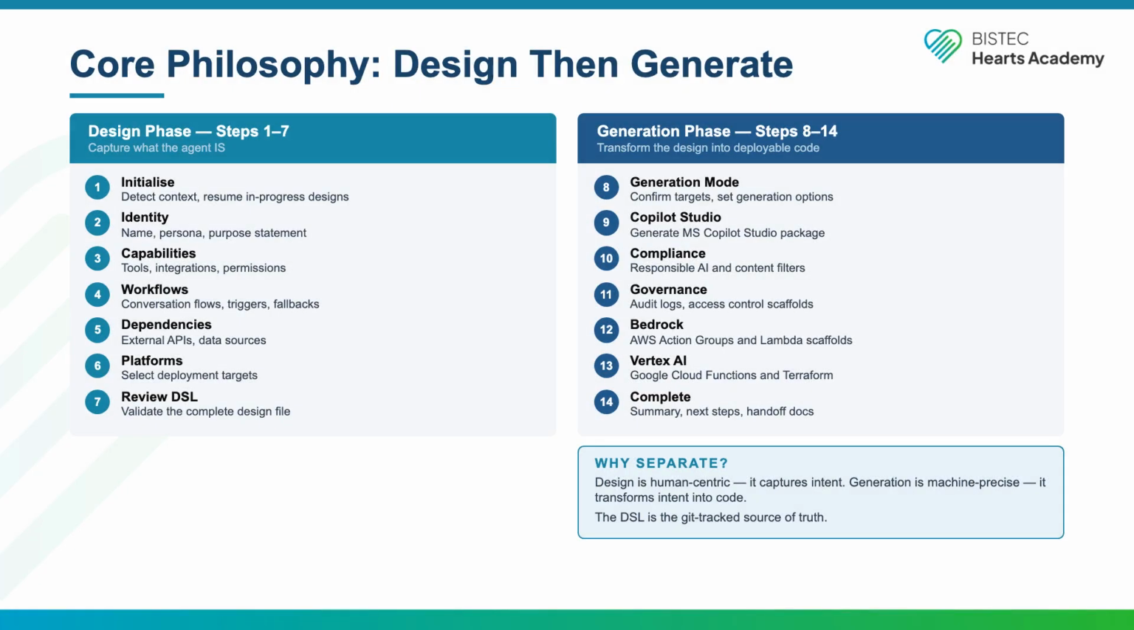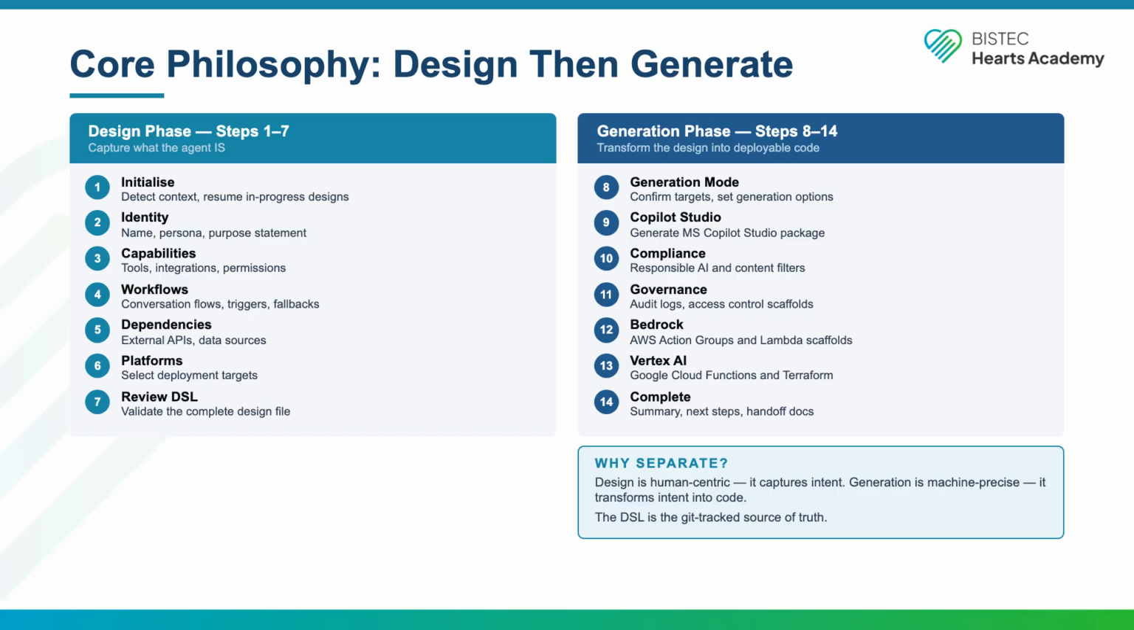Build Studio's 14 steps are divided into 2 phases, and the boundary between them is deliberate. Steps 1 through 7 make up the design phase. The purpose of this phase is to capture what the agent is, not what code it runs, but what it does, who it serves, and how it behaves. You define the agent's identity, its capabilities, its workflows, its external dependencies, and which platforms you're targeting. The design phase closes when you review and validate the complete DSL file.